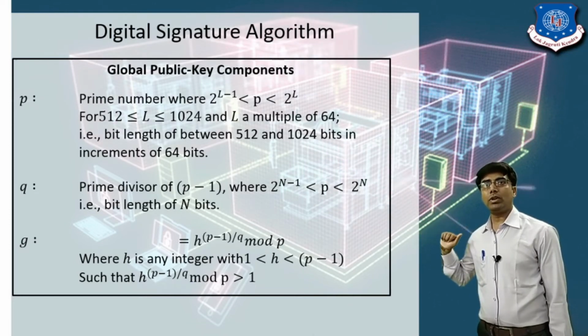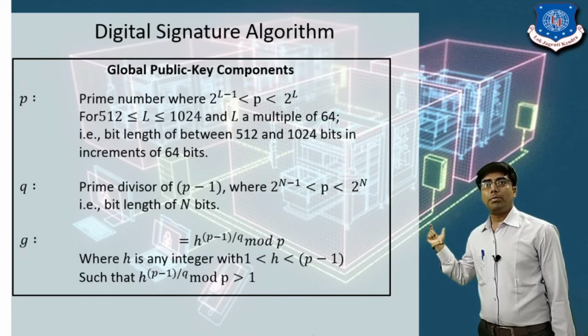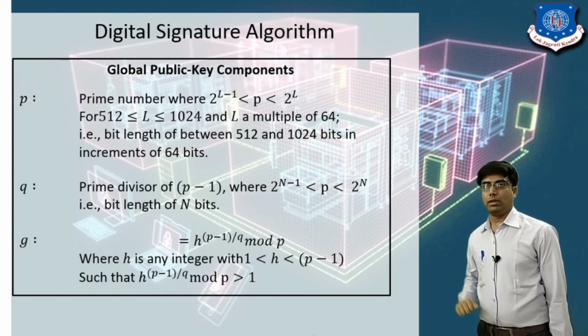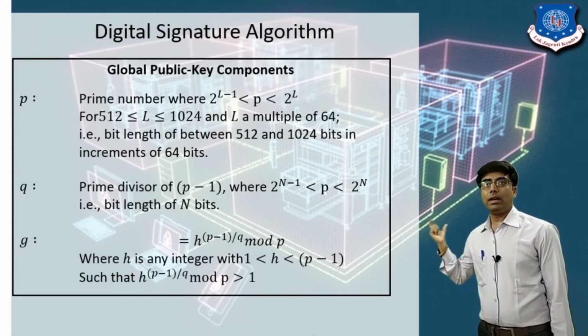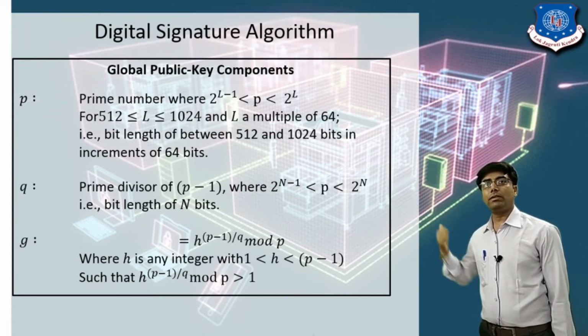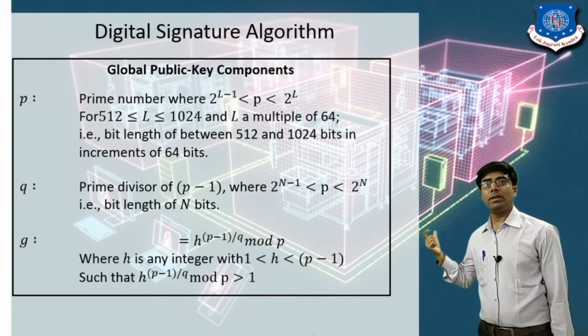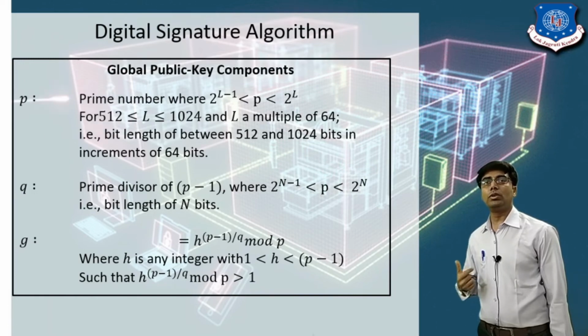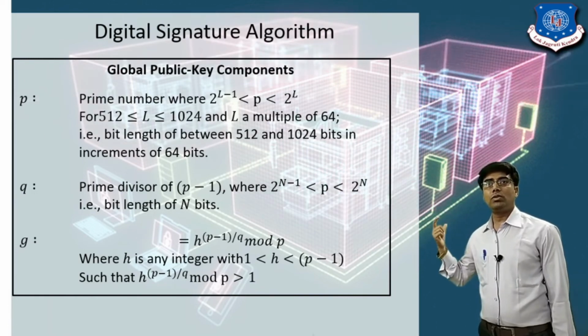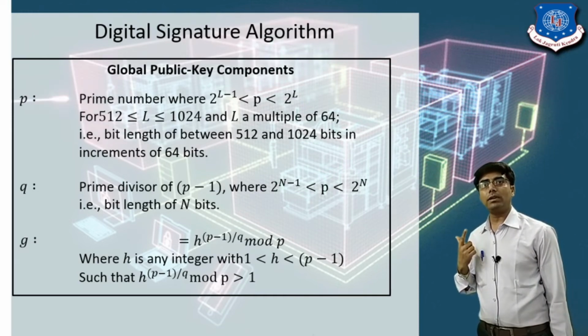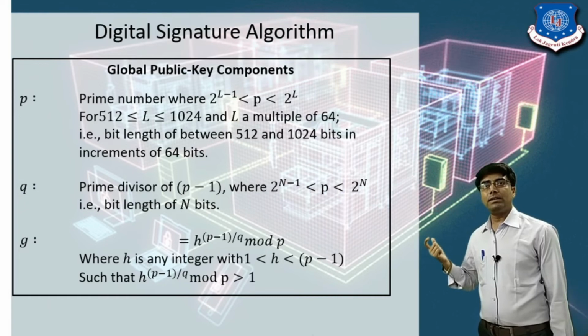We are considering the second public key component, Q, a prime divisor of P minus 1. Here the bit length is n bits, and if we consider our n to be 160 bits, it means 2 raised to n minus 1, which gives 2 raised to 159. Here n is 160 bits, which is the size of the hash code output. So n represents the bit length.